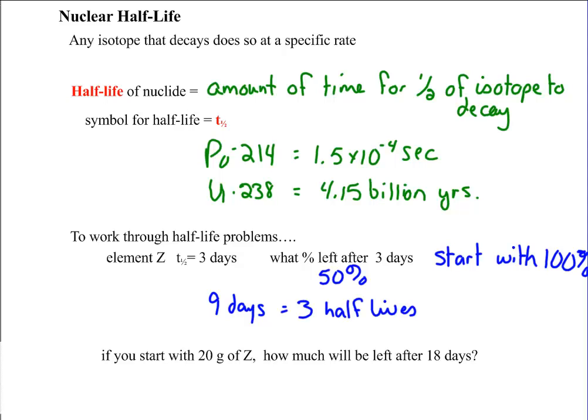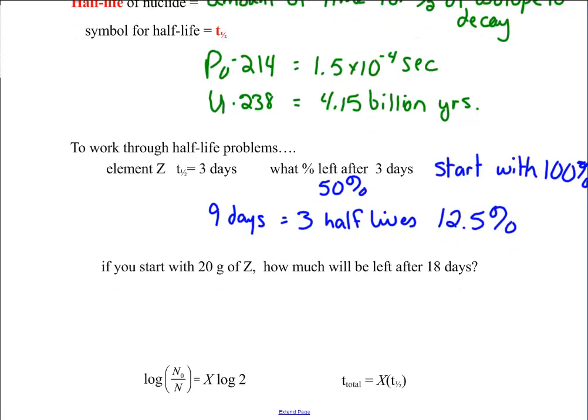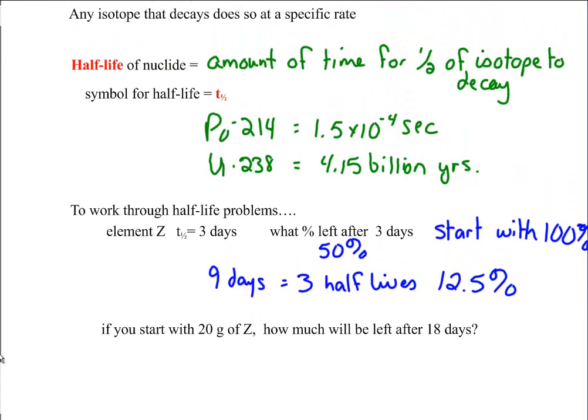So 50% is gone after 3 days. Half of that will disappear, so we're down to 25% after 6 days. Half of that will disappear, so 12.5% is what we're left with after 3 half-lives. You can also look at mass, you can look at counts, you can look at moles, you can look at atoms. So let's take a look at solving this.